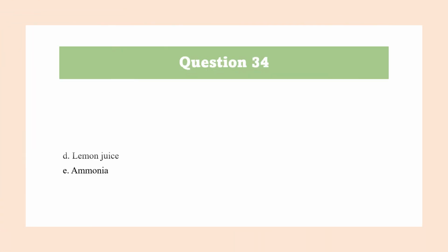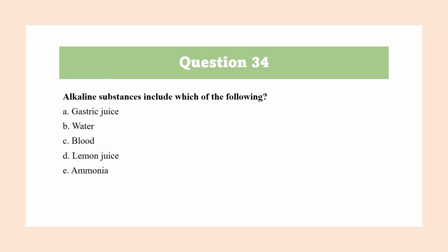Number 34. Alkaline substances include which of the following? A. Gastric juice. B. Water. C. Blood. D. Lemon juice, or E. Ammonia. The answer is C and E. Blood and ammonia.